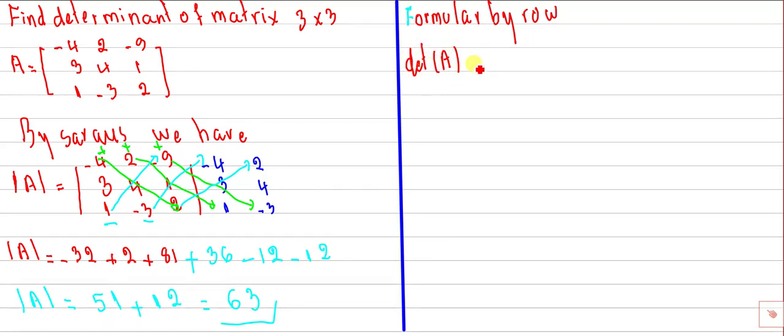Determinant of A is equal, if I choose row 1 or row 3, it is up to me. If I choose row 1, it is A11 C11 plus A12 C12 plus A13 C13.